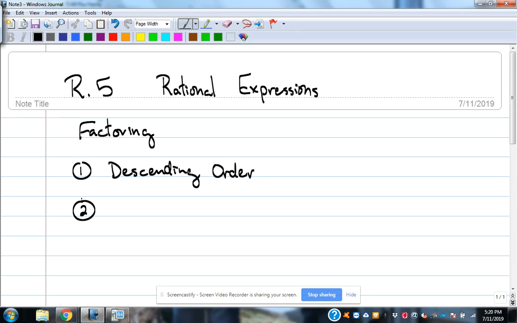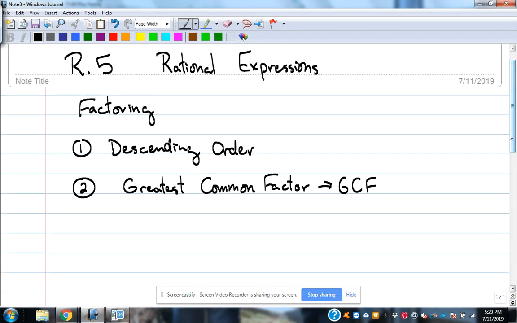And then the second thing we always looked for in all of our factoring was the greatest common factor. So we looked for that, something that every term had in common. And we called that the GCF. So we're looking for the GCF first. If there is one, pull it out and then go from there. If there's not one, then you skip to the next step. If there is one, you're still going to the next step after you've pulled that GCF out.